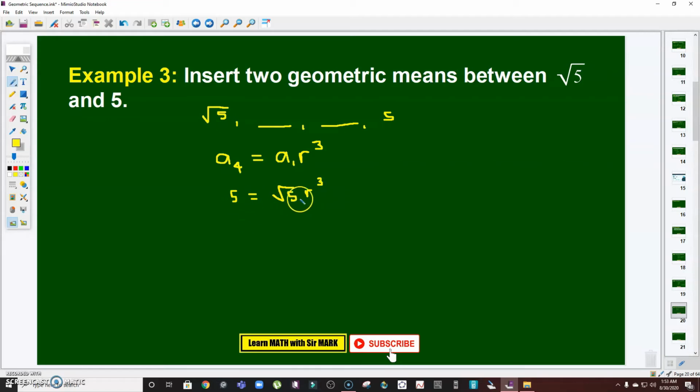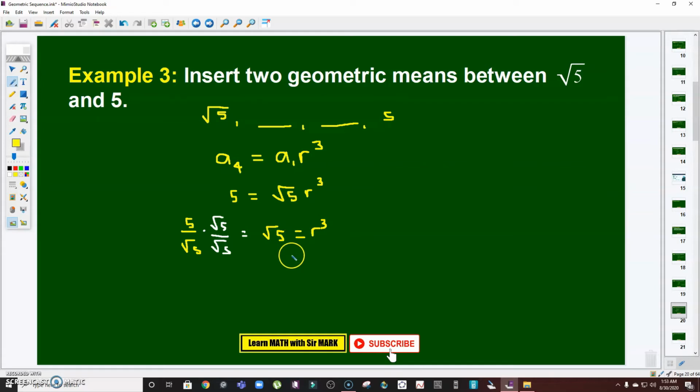Okay, equals the first term, which is square root of 5, r cubed. Since we're after r, dividing both sides by square root of 5 will give us 5 over square root of 5. Ira-rationalize ko yan, so I multiply by square root of 5 over square root of 5. The denominator will become 5, maka-cancel lang, and the product will be square root of 5 na lang, equals r cubed.